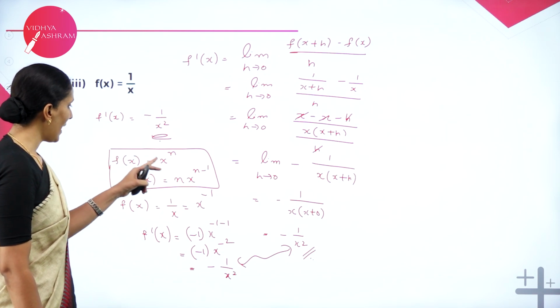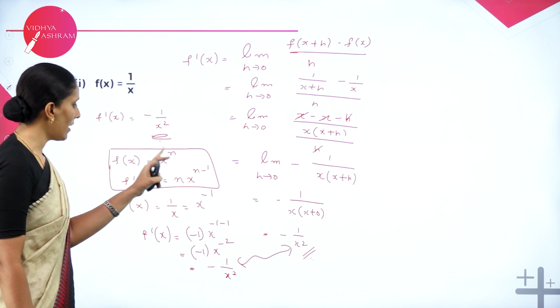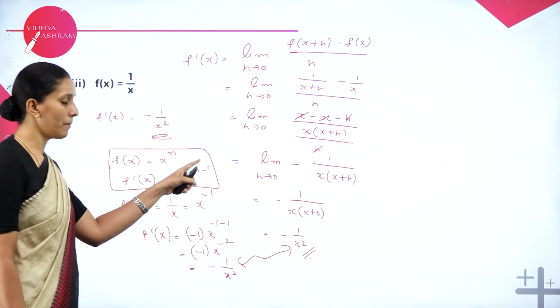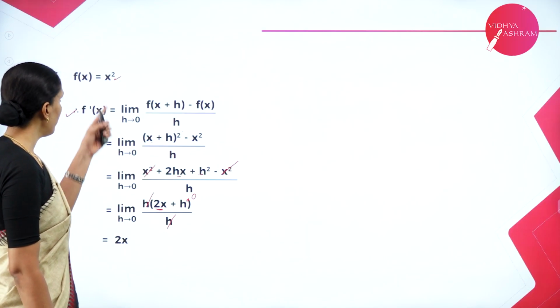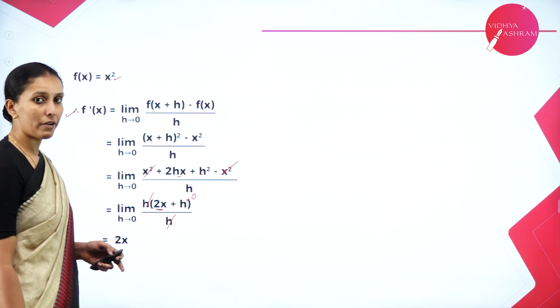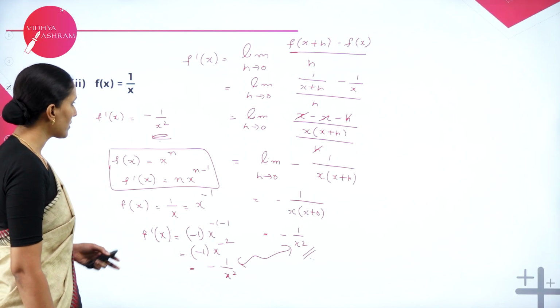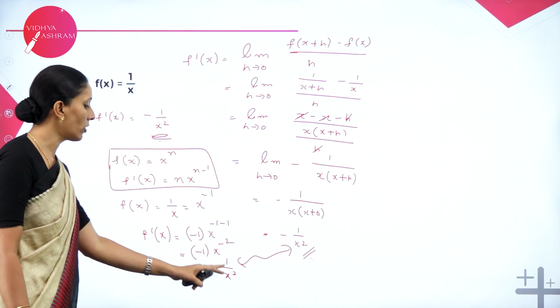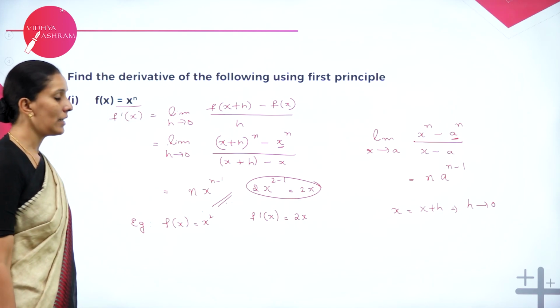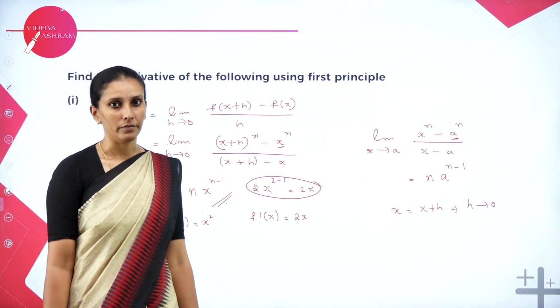So for any power n of x, the derivative can be written as n into x to the power n minus 1. We have done it with x square also, and we got 2x. If you use the x power n formula, then also we get 2x. For f of x equal to 1 by x also we got the same answer. And hence this one can be taken as a standard derivative.